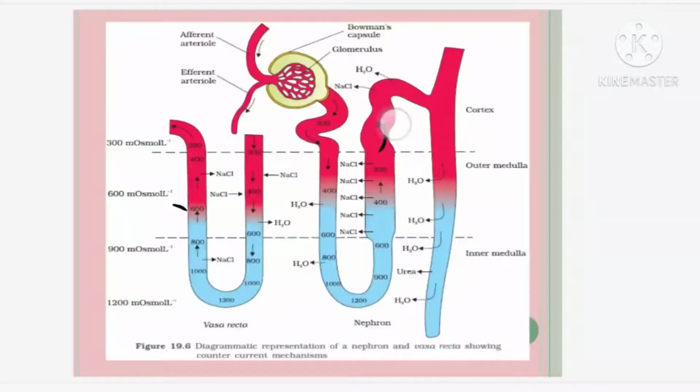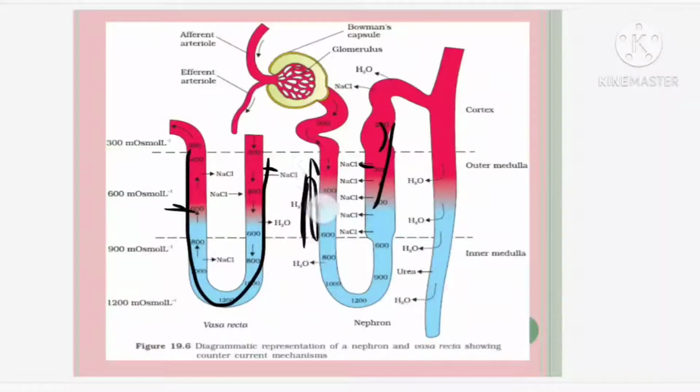Here the NaCl which is moving out is taken by the Vasa recta. The Vasa recta is bringing NaCl to the ascending part. From there the NaCl is moving out and it is getting loaded here. Now, when the NaCl salt is more, automatically they will absorb water. So, what will happen? The water from here will be moving out and the urine will become concentrated. Okay, hope this part is clear.